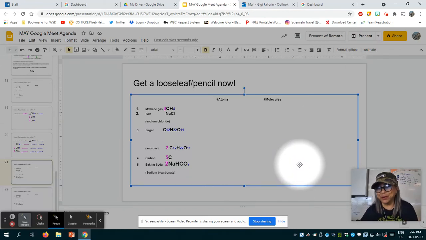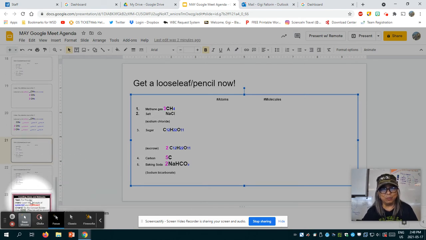Hi, I hope you were able to get that, right? The one that we just did on the whiteboard. So it's now your turn to work on this, right? But then let's have more fun with counting the atoms and the molecules.